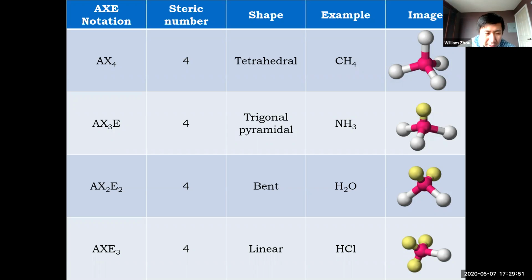The last row is quite simple, linear, AXE3. If three of those four are just electrons, that means you can only see one thing, the bond, so it looks linear. All right, HCl would be the example. Chlorine has one bond with the hydrogen and three lone pairs, and you see none of those three lone pairs, so HCl is a linear molecule. So I hope this is clear. Any questions about steric number 4?